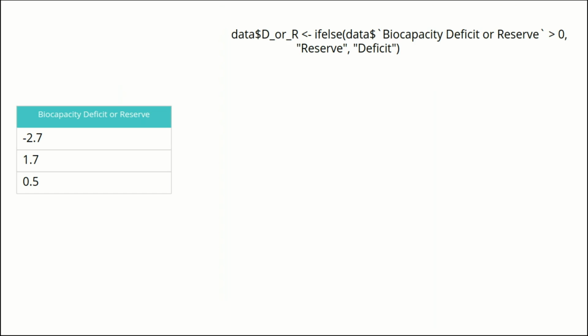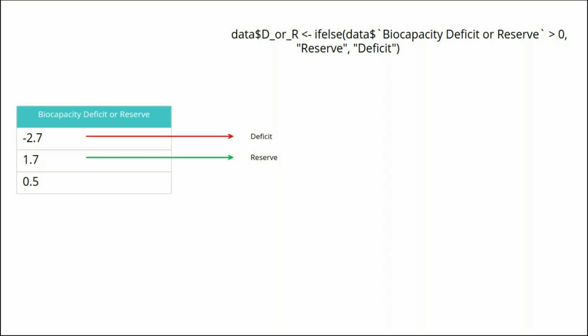So for the previous one you see, to do that, what I did, I created a new column, deficit or reserve. I am using here the if else function. What it does, whenever you run this command, if the value is less than 0, it will be the deficit, or greater than 0 it will be the reserve. So whenever you run this command, what happens is that it goes to the first row.